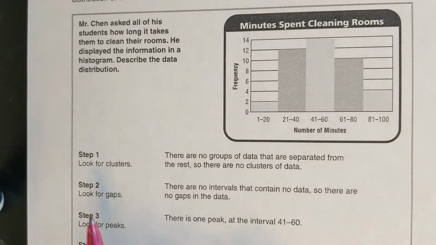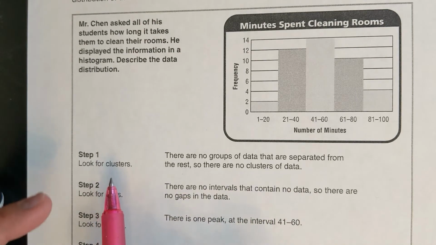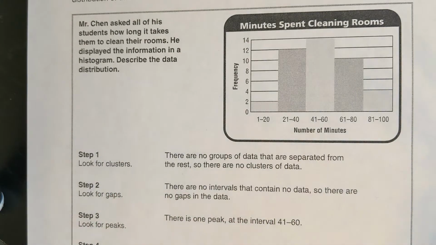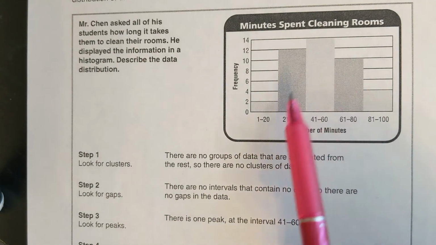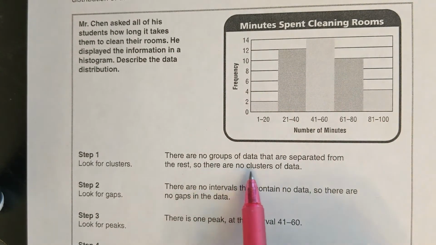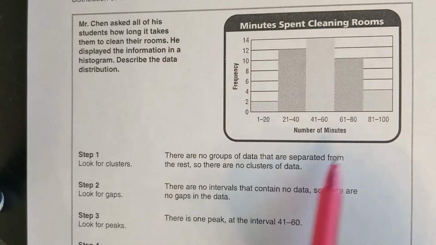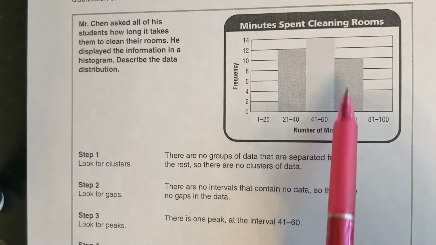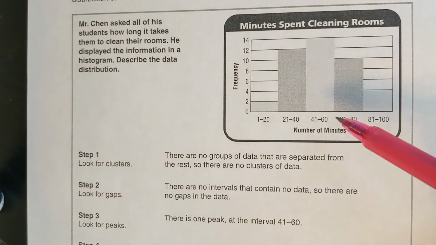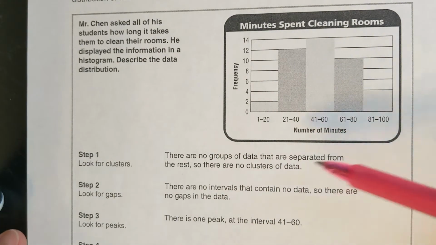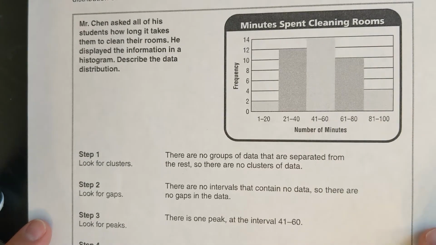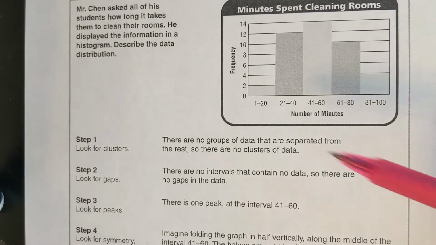So the next thing would be to look for clusters. These are steps right here on the side. They do not need to be done in this order. It's just an idea. So are there any clusters here? It says there are no groups of data that are separated from the rest. So there are no clusters. Even though it looks like here's the biggest range, there's still no gap. Because there's no clusters and no gaps, those two kind of go together. The next one is, are there any gaps? No, there aren't any gaps.